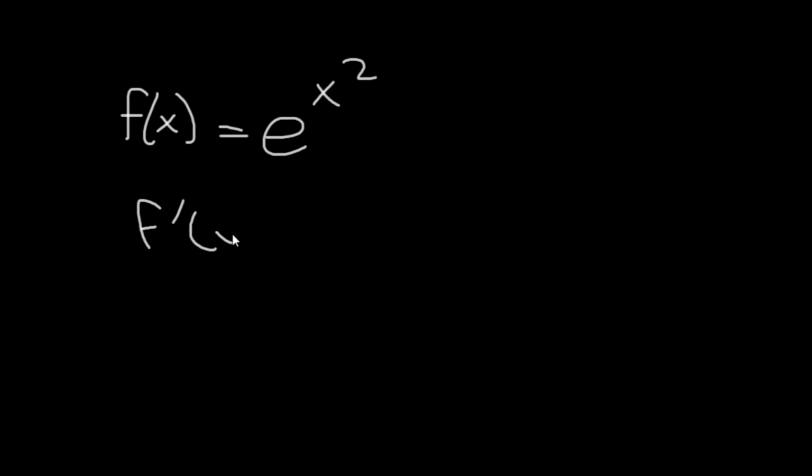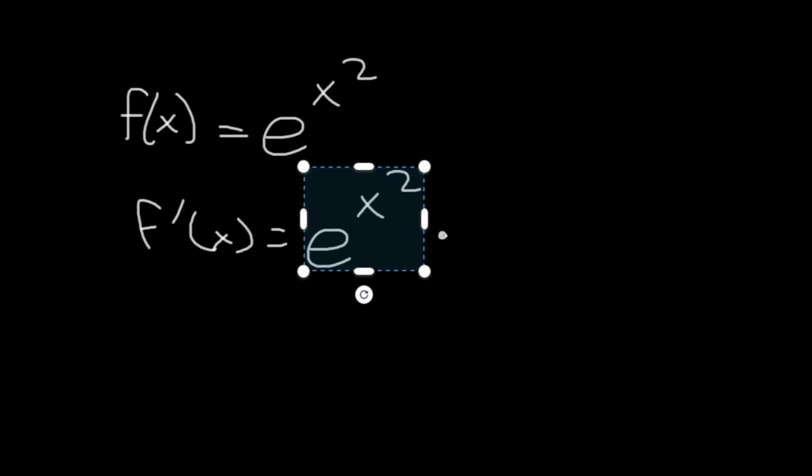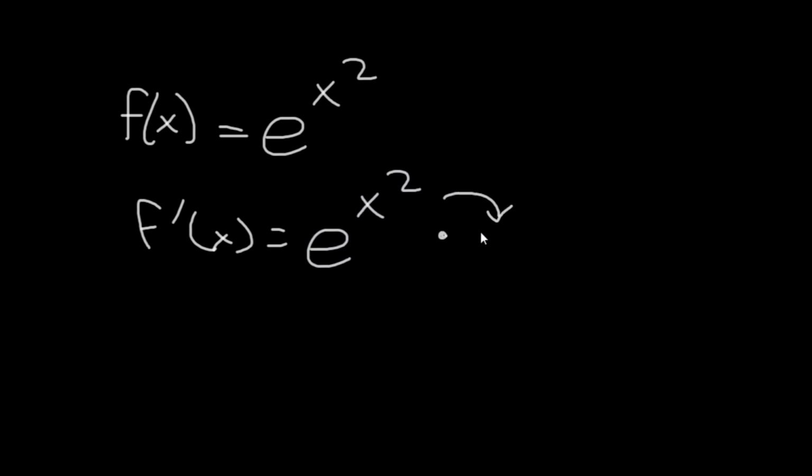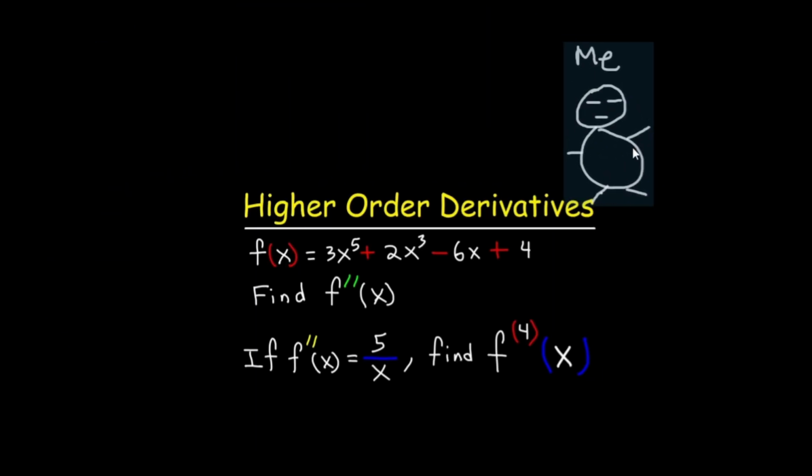Whoa. What if I have a function inside a function? Like e to the power of x squared. First, do everything normally, so it would just be e to the x squared. Then, you just differentiate that function, so it would be e to the x squared times 2x. That's basically what the chain rule is. Easy.